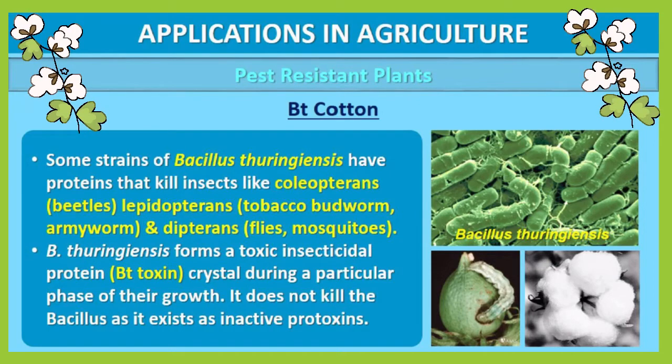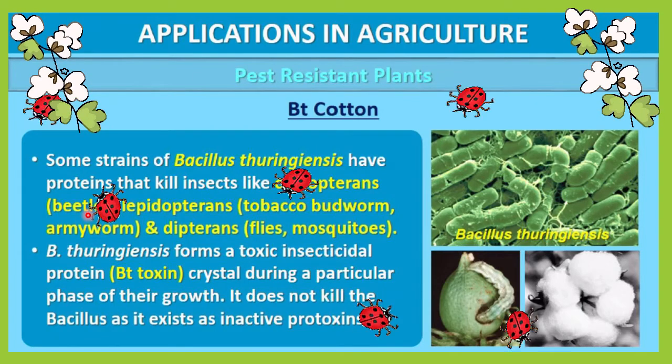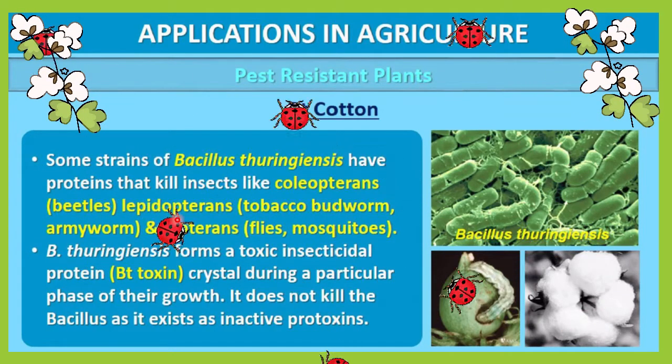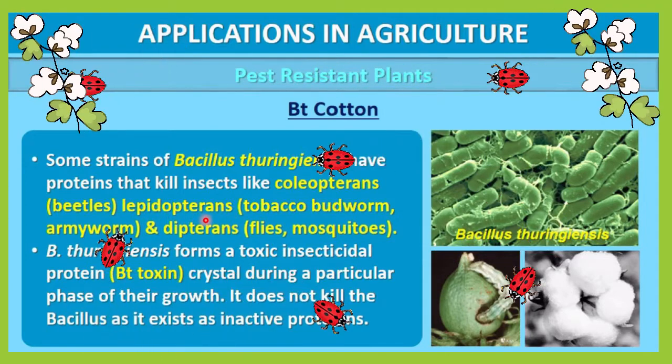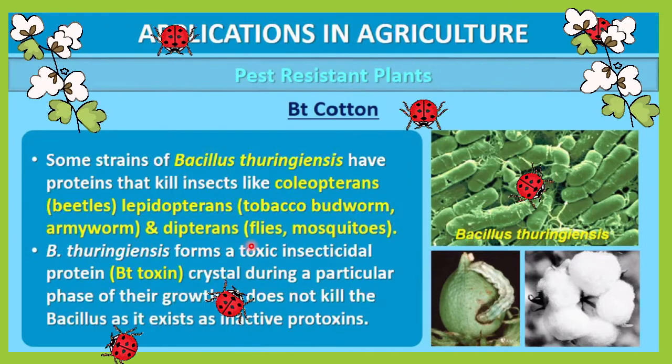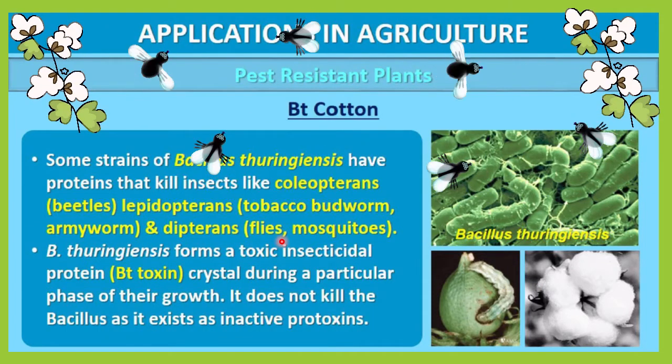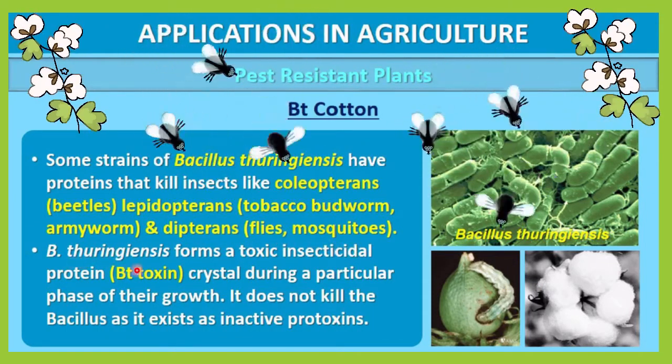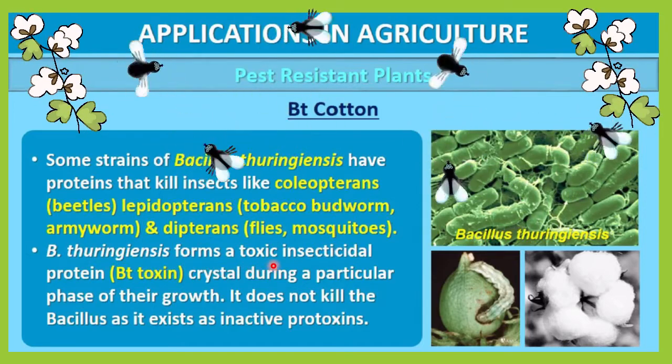So some strains of Bacillus thuringiensis. This Bacillus thuringiensis is nothing but one type of bacteria which produces one kind of protein that is responsible for killing insects like coleopterans, that include beetles. Here you can see one kind of beetle. Then lepidopterans, they can also kill the lepidopterans, that is tobacco budworm or armyworm, and dipterans like flies and mosquitoes.